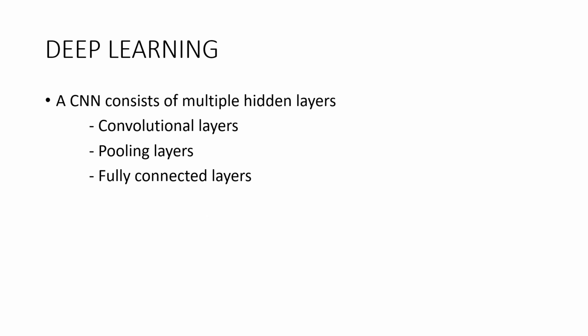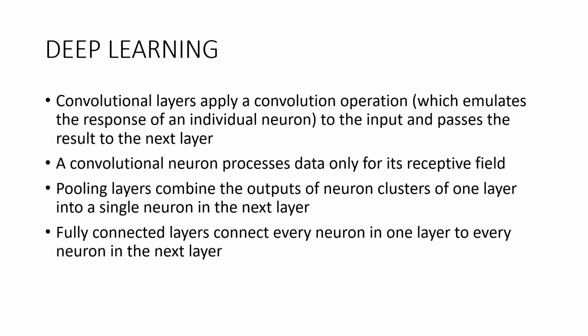And there are multiple hidden layers. There are generally 3 types: convolutional, pooling, and fully connected layers. Convolutional ones are the ones that only look at part of the visual field, and then do some processing and pass it to the next layer. The pooling basically combines outputs from several convolutional neurons into a single neuron in the next layer, and then fully connected are like the ones that we saw with the traditional neural networks.